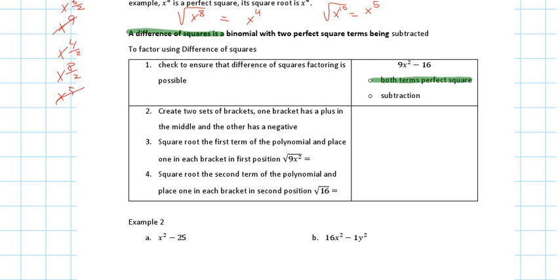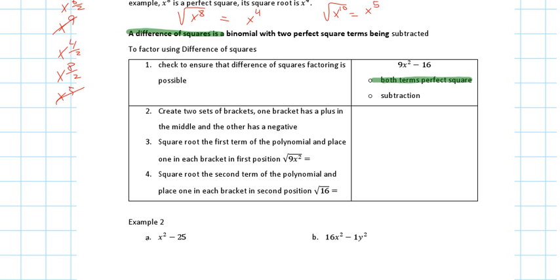So let's look at this one. I have 9x squared minus 16. Is 9x squared a perfect square? Yes, 9 is a perfect square. The square root of 9 gives me 3. x squared has an even exponent, so yes. Is 16 a perfect square? Yes. The square root of 16 is 4. So perfect, check mark for this.